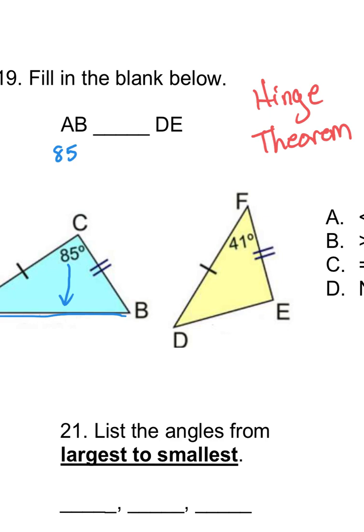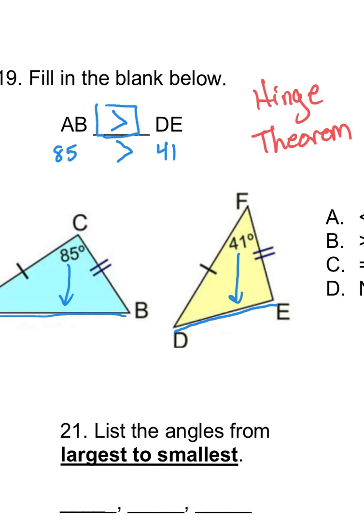And then we have DE. We're comparing it to DE in this triangle, which the angle that's opposite of that side, right, it's 41 degrees. So I'm going to put 41 here. And it's obvious to tell that 85 is greater than 41. Therefore, AB must also be greater than DE. So this would be our answer for this one.